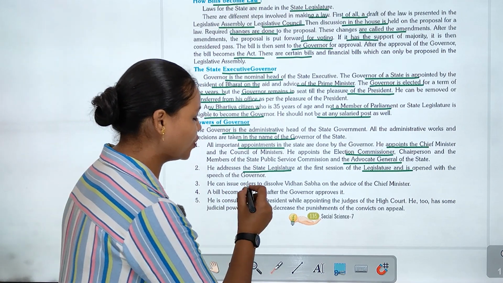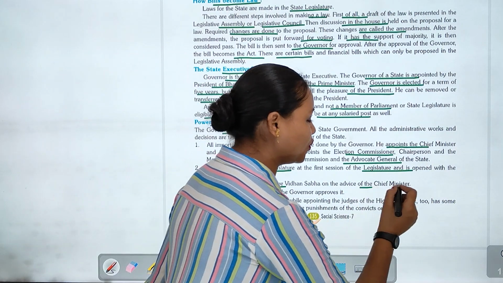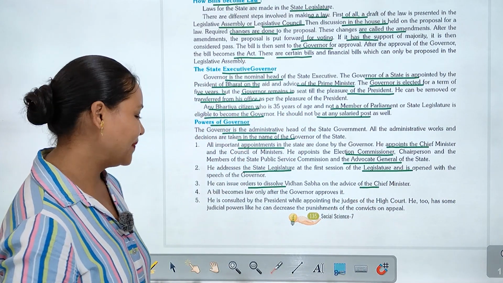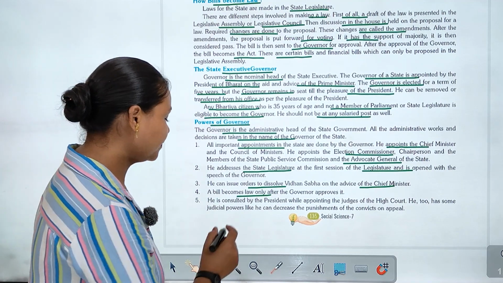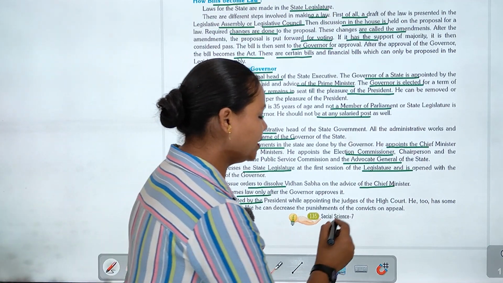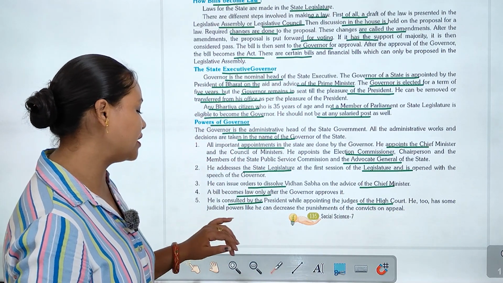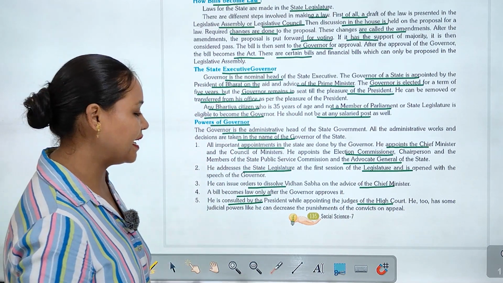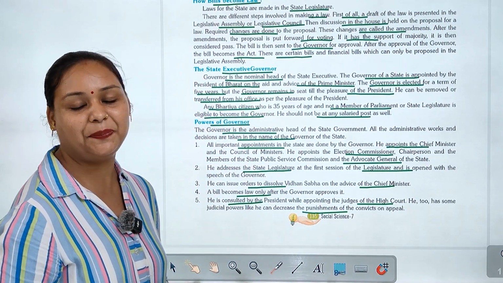Next, he can issue an order to dissolve Vidhan Sabha on the advice of the chief minister. Next, a bill becomes law only after the governor approves it. He is consulted by the president while appointing the judges of the high court. He too has some judicial powers, like he can decrease the punishment of the convict on appeal.